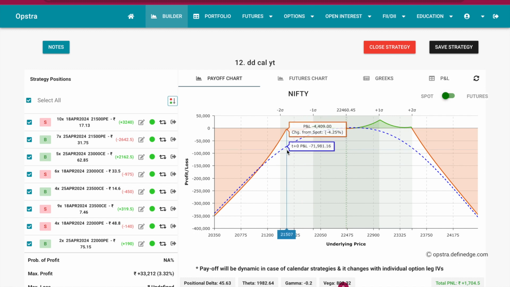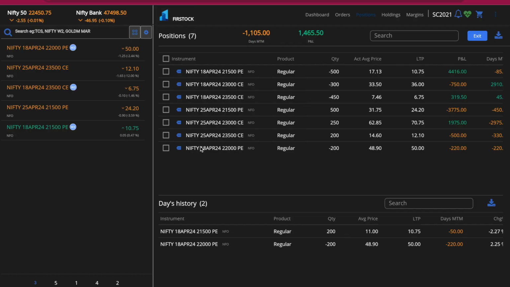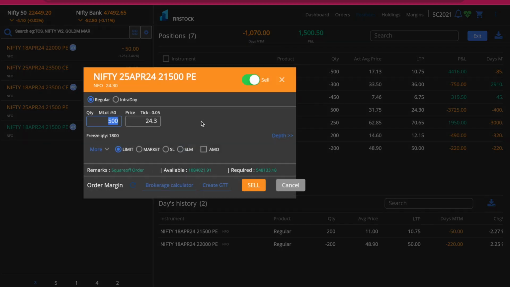If the market falls down, the VIX will also increase, so we'll have time to manage. We'll exit 3 lots and we'll buy only 2 lots. Okay. So here, what we'll do, we'll exit and we'll exit 150.